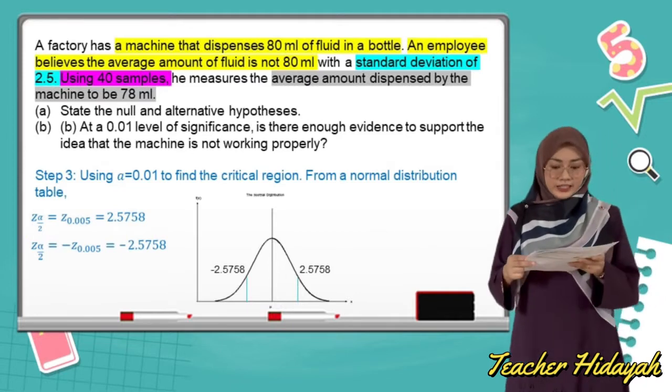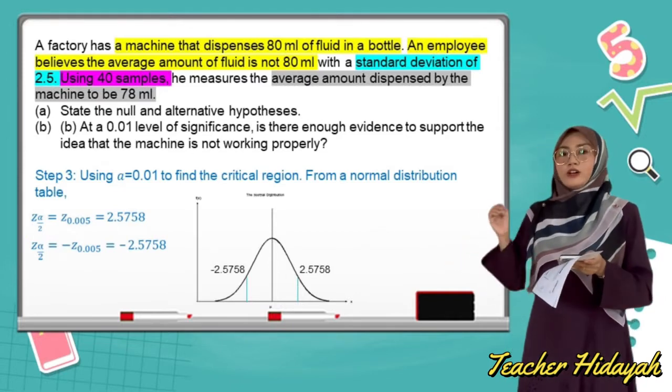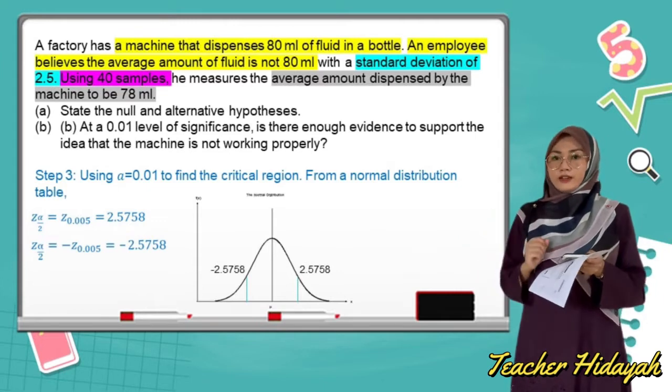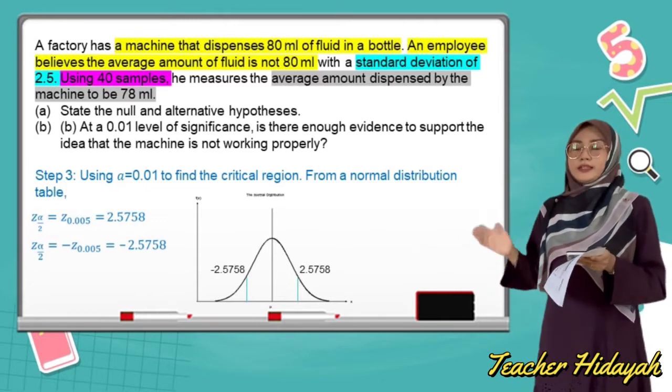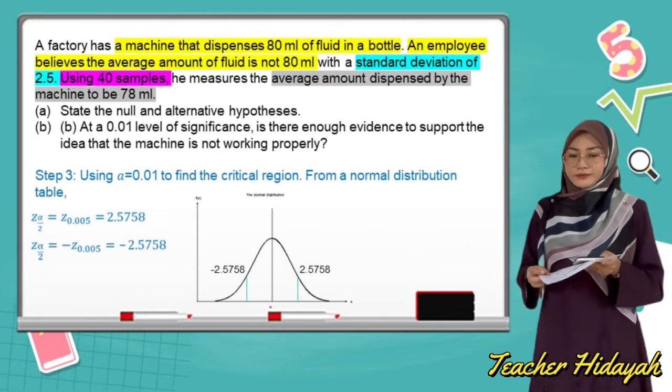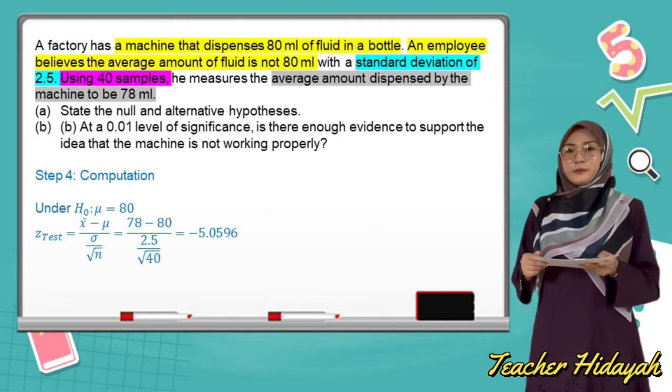Now, to make it clear to see, you can draw the normal distribution on the left side or the right side, so we can figure out the rejection area. Next, step 4 is computation.